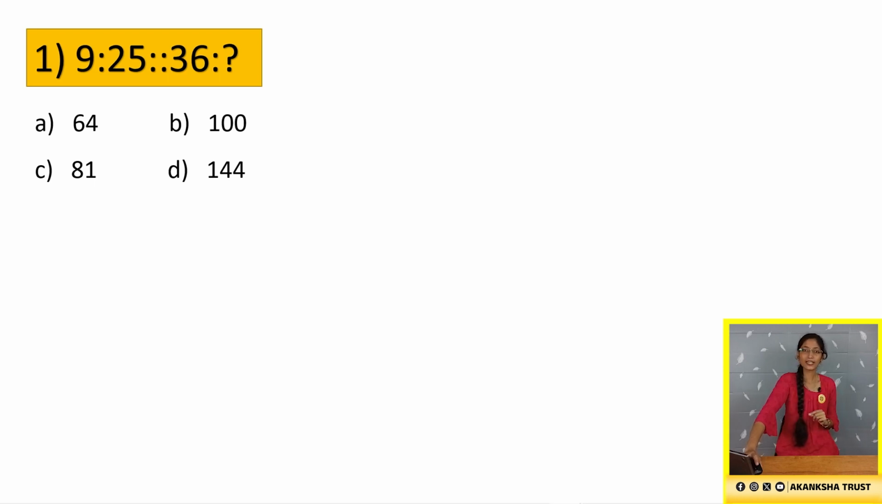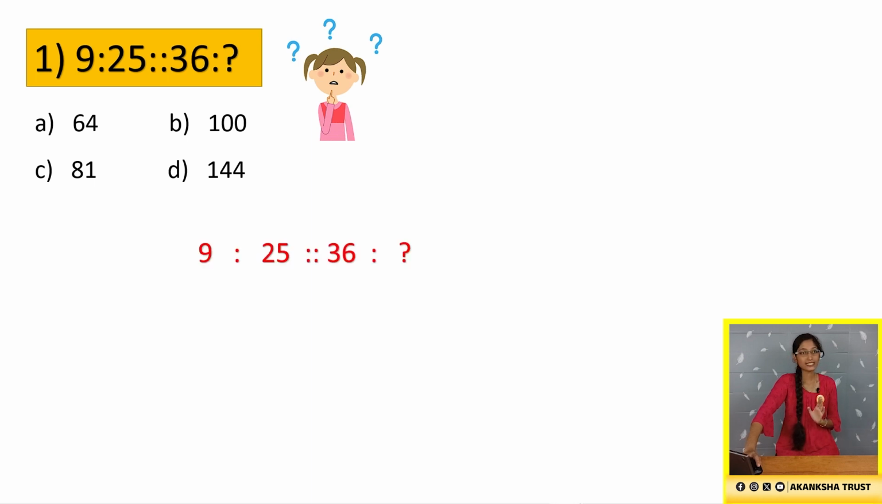Do you know the square numbers? You should know the square numbers from 1 to 20 and cube numbers from 1 to 10. So square numbers are related here. The relationship is square numbers. The four options you can see are 64, 81, 100, 144. All are square numbers. Let's see what the relation is.